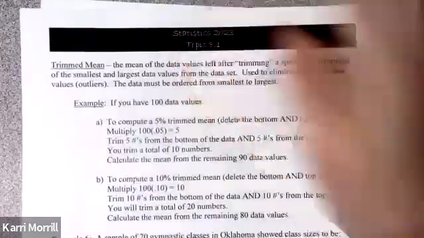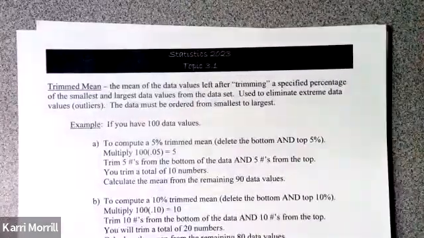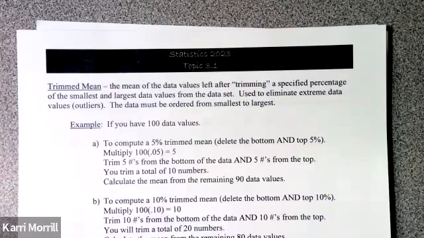So trimmed mean, the mean of the data values left after trimming a specified percentage of the smallest and largest data values from the data set. That would be the mean of the data after we trim the biggest and the smallest values. If this is used to eliminate extreme data values or those outliers that we talked about, the data must be ordered from smallest to largest, just like we do when we're working with our median. It helps us.